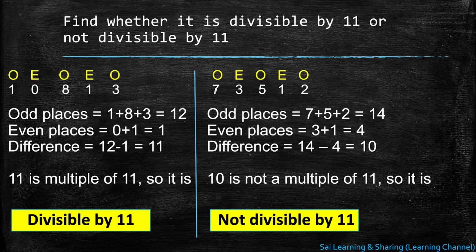Now to the next question. 73,512. When we plus the odd places, we get 14, and when we plus the even places, we get 4. And when we minus these both, we get 10. And 10 is not a multiple of 11, so it is not divisible by 11. Now I hope you understand the concept of the divisibility by 11. If you understand the concept of divisibility, you can easily write down these questions.